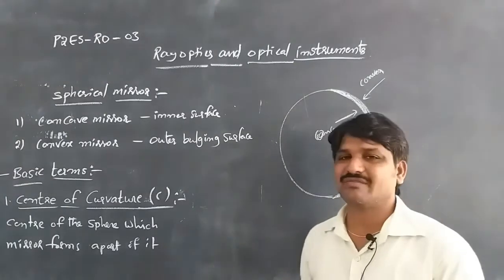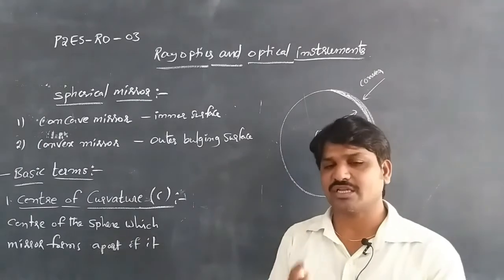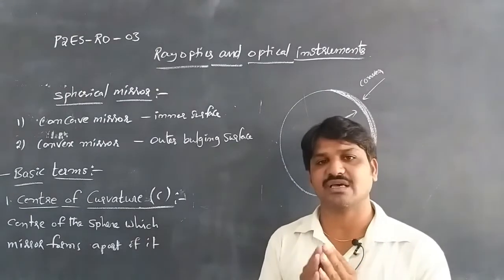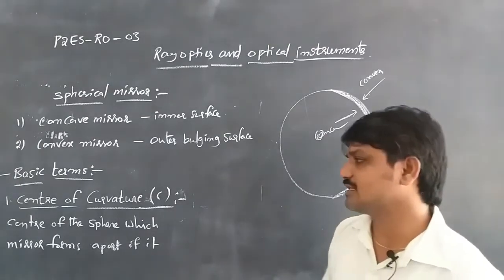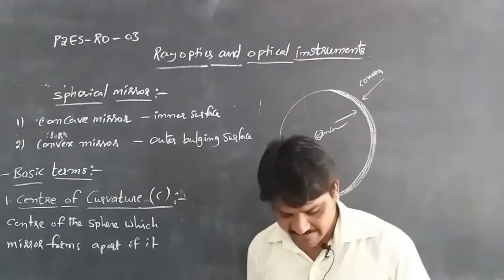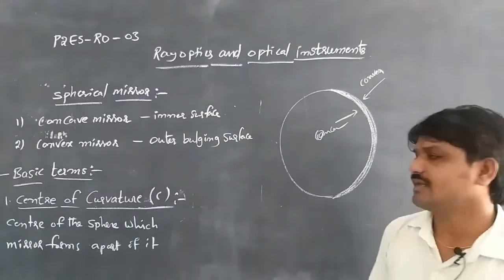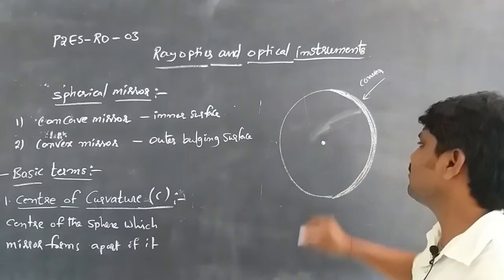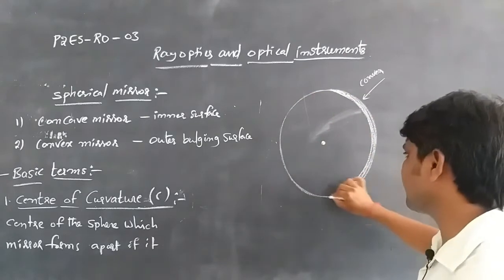Here are some basic terms associated with spherical mirrors, whether concave or convex. The first one is the center of curvature, denoted with a C. The center of curvature is the center of the spherical body, the center of the sphere.